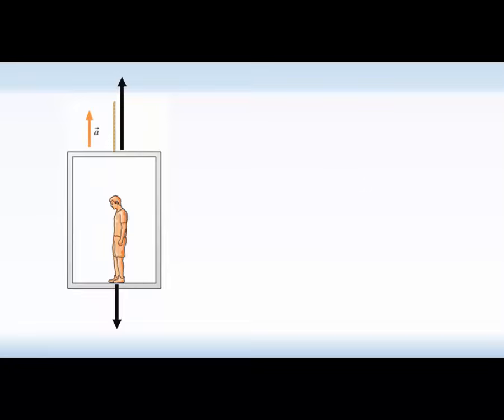In this next example, the elevator is accelerating upwards. Now that doesn't necessarily mean it's moving upwards. It could be moving downwards and slowing down, in which case the acceleration would point up, or it could be moving upwards and speeding up, in which case the acceleration would once again be pointing up. But regardless, the acceleration is upward.